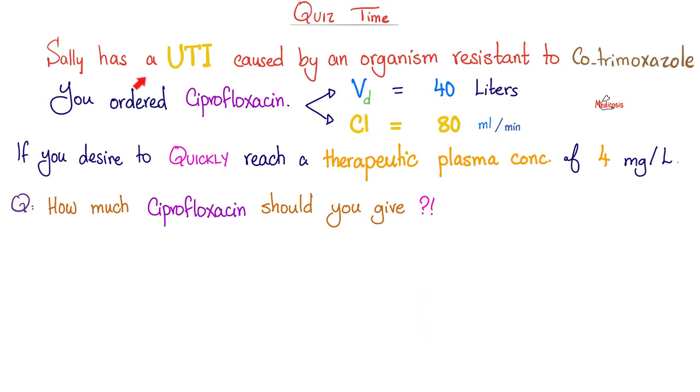Quiz time. Sally has a urinary tract infection caused by an organism resistant to the antibiotic cotrimoxazole. You order ciprofloxacin instead. Hopefully it's going to work. The volume of distribution for this drug is 40 liters. The clearance is 80 mL per minute. You desire to quickly reach the therapeutic plasma concentration to help Sally. Otherwise, she might die from complications of pyelonephritis or something. And what's the goal? 4 milligrams per liter. The question is, how much ciprofloxacin should you give?